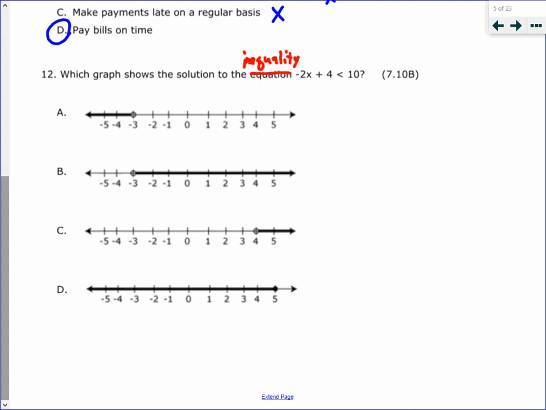Because it has a less than symbol. So let's go ahead and work it out and see what we get. And we've got to balance the equation. We're going to work on the left side because the x is on the left side.